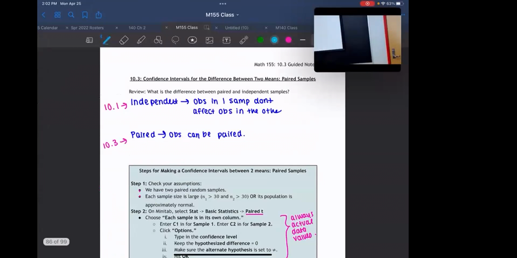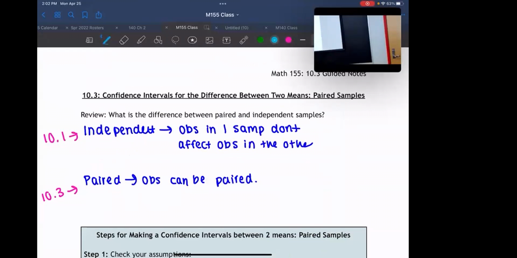The notes kind of look like this, 10.3, confidence intervals for the difference between two means. Is there anyone who needs the guided notes? Looks good.